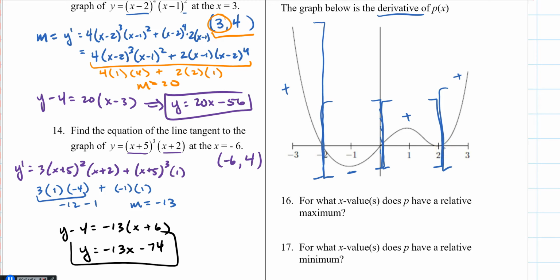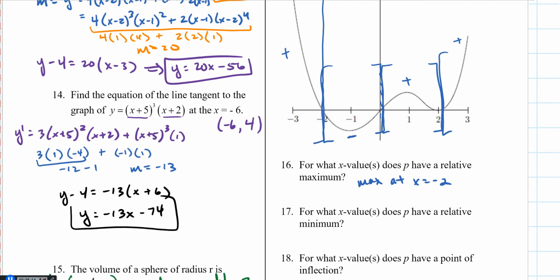So for what value does p have a relative max? Well, it has a relative max wherever the slope changes from positive to negative. So maximum at x equals -2. 17, for what values does p have a relative minimum? Well, the minimum is going to occur when it goes from negative to positive. It switches from negative to positive right here. So it has a minimum at x equals 0.